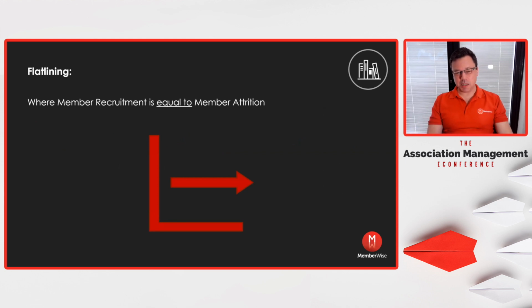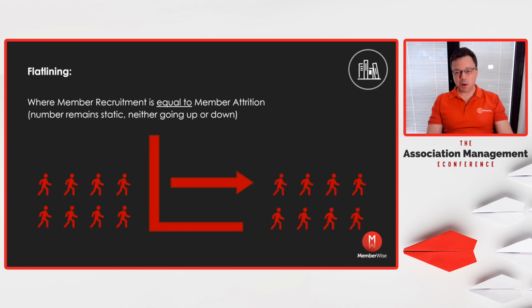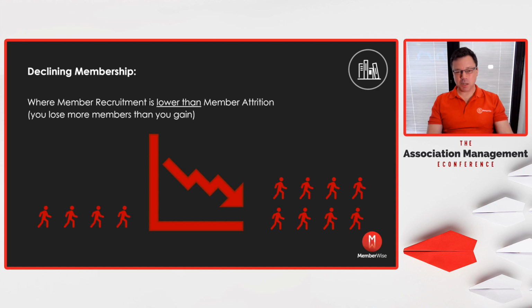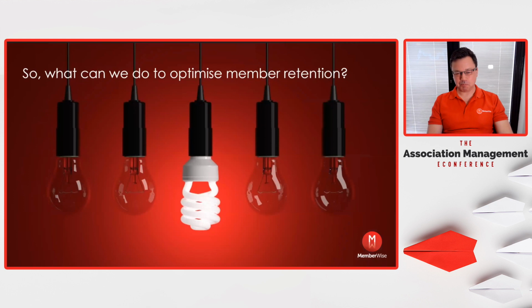A lot of membership organisations in the UK, unfortunately, are flatlining. And flatlining means when recruitment is equal to member attrition. So ultimately, they're not growing, they're not going up, they're not going down. Some organisations are seeing decline, particularly with the current climate, with what's happened with COVID. And that's when recruitment is lower than attrition. That really in the medium to long term is not sustainable and is something that we really should try to avoid. So how can we optimise member retention?